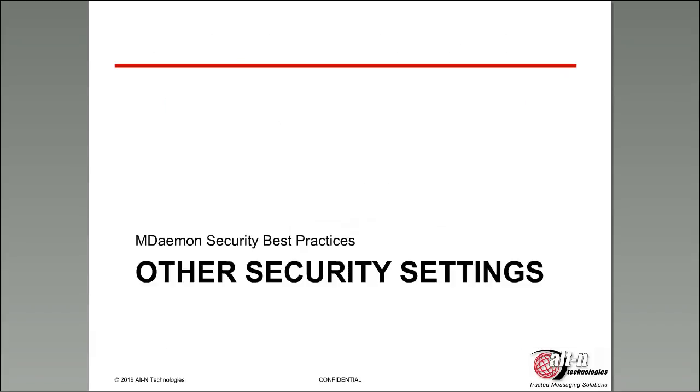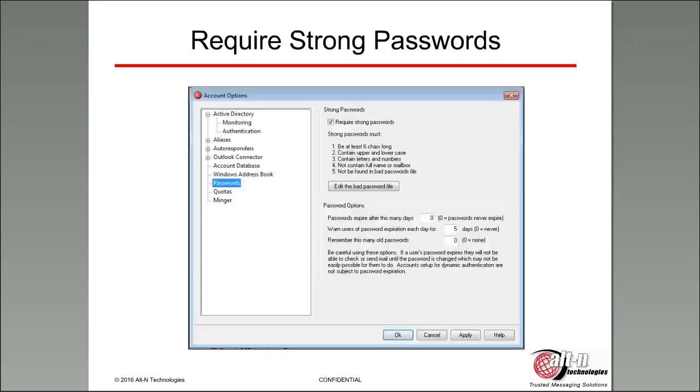So we'll talk about some other security settings that we can enable as well that we recommend. We recommend that you require strong passwords, and that's under the account options screen via the accounts menu in MDaemon. So you'll want to check the box to require strong passwords and make sure that your users are using this feature. You can also edit the bad passwords file. So if you don't want to allow any variations of the word password or any variations of the word let me in, you can put those entries into the bad passwords file accordingly.